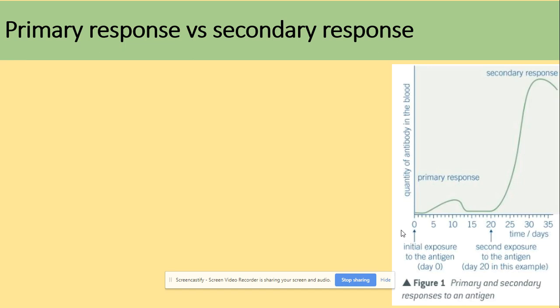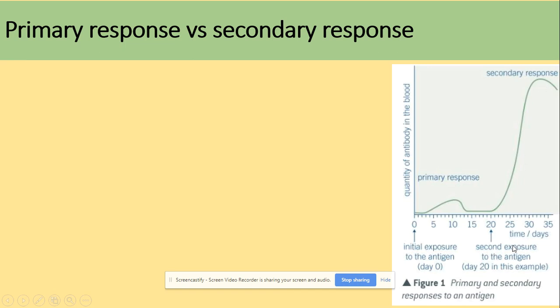Right, so let's have a look at a quick difference here again between the primary and secondary response. The graph shows you the density of antibodies in the blood against the time in terms of the first contact with the antigen. So in terms of the primary response, as we've mentioned, the number of antibodies produced by plasma cells will be lower compared to those produced by memory cells.